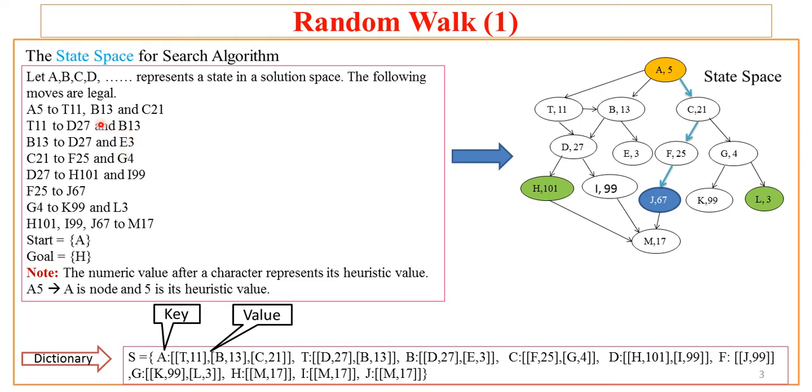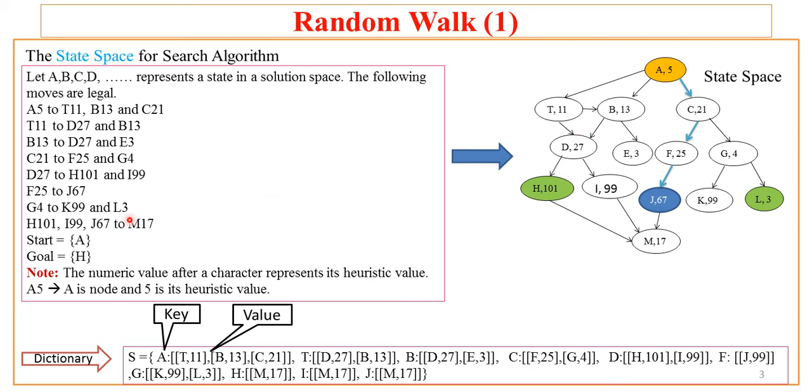representation, one can move from node A to node T, B and C. Similarly, one can move from node T to D and B. This way, these are the different nodes and corresponding child nodes to be visited from the given node. Now we'll see this here as the graph representation.